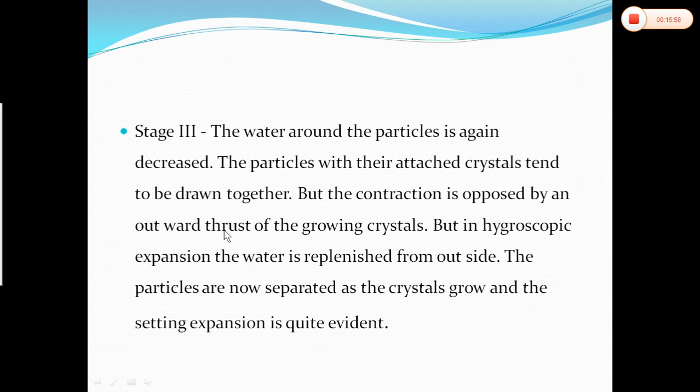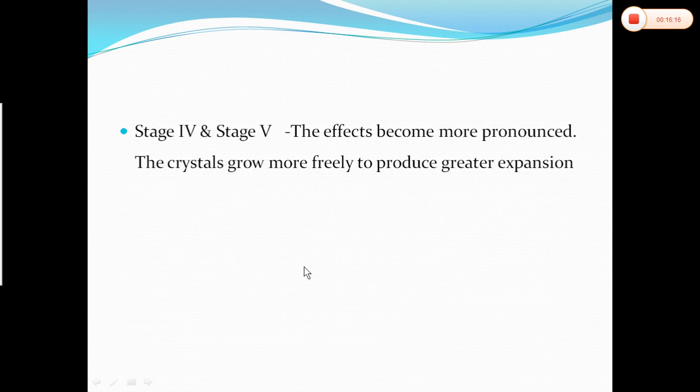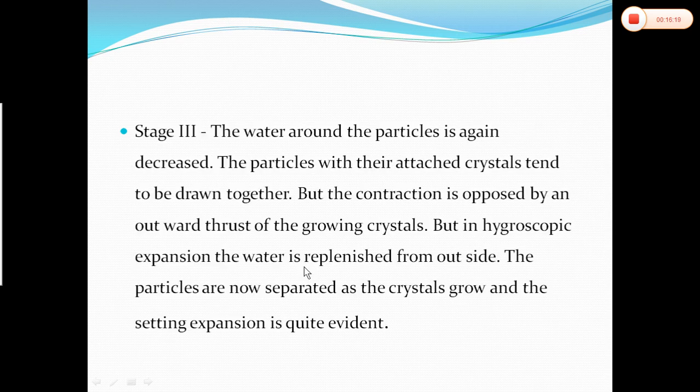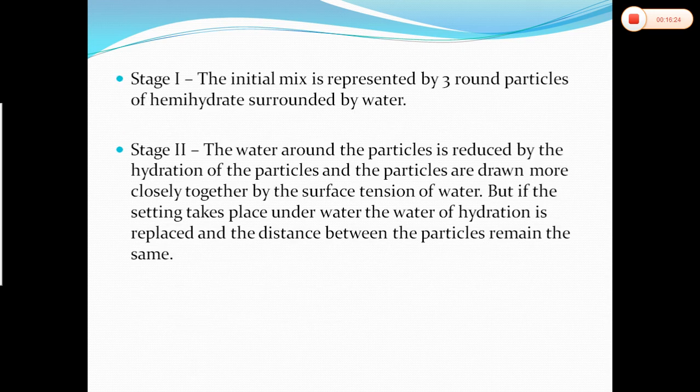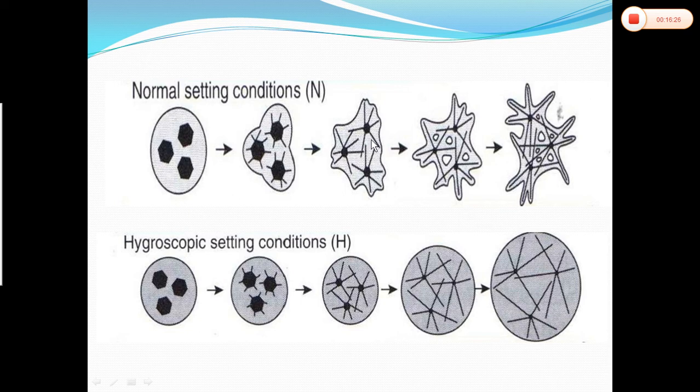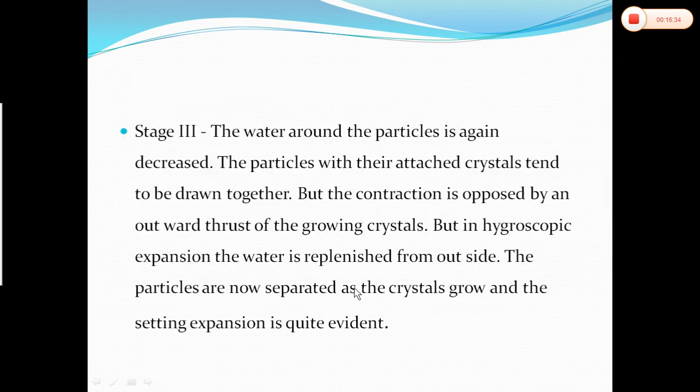Stage 3, the water around the particles is again decreased. The particles with their attached crystals tend to draw together, but the contraction is opposed by the outward thrust of the growing crystal. But in hygroscopic expansion, the water is replenished from outside. The particles are now separated as crystals grow and setting expansion is quite evident. See here, particles have limited growth, but here the crystals are growing freely.